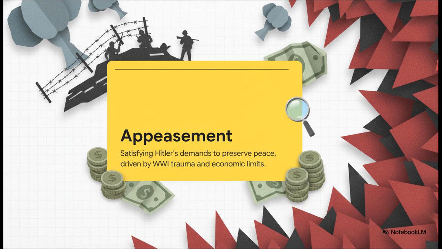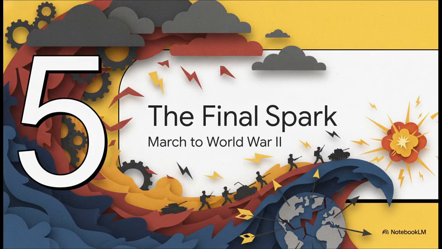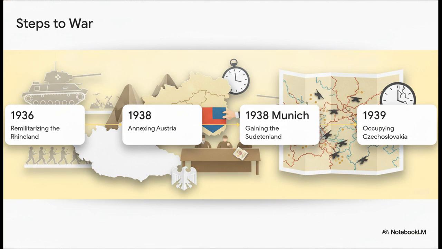But history brutally demonstrated that giving an inch to an expansionist dictator only guarantees they are going to take a mile. Section 5, the final spark, the march to World War II. Let's look at this final sequence, because it really builds into this unstoppable momentum. Hitler systematically expanded his territory, basically testing the boundaries of appeasement at every single step.